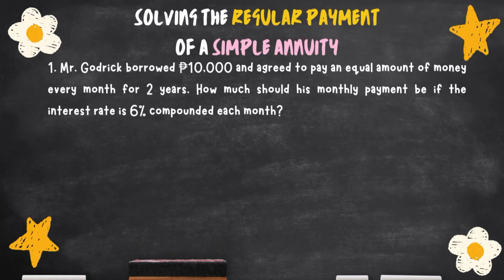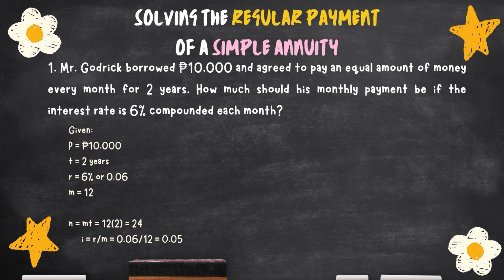Problem number 1. Mr. Godric borrowed 10,000 pesos and agreed to pay an equal amount of money every month for 2 years. How much should his monthly payment be if the interest rate is 6% compounded each month? In this problem, what do you think 10,000 pesos is? Is it a future value or a present value? That's right, it's a present value. So we will use the formula with the present value.